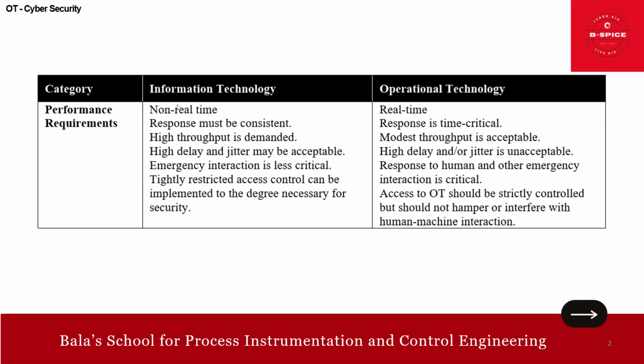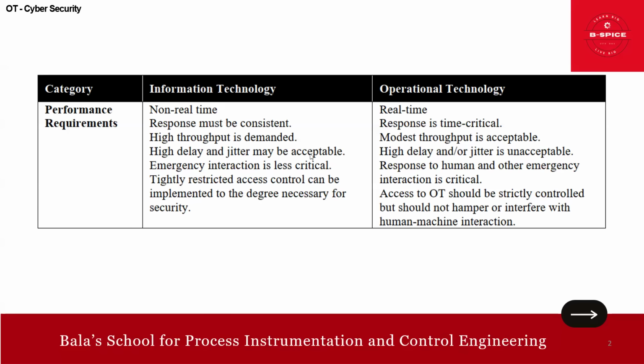Friends, if you see information technology, it is non-real time, isn't it? Whereas operational technology is real time. And in information technology, the response must be consistent. But in OT, actually, response is time critical. That is important. And high throughput is demanded in information technology. But in our case, OT, modest throughput is acceptable actually. So it's not a big deal, right?